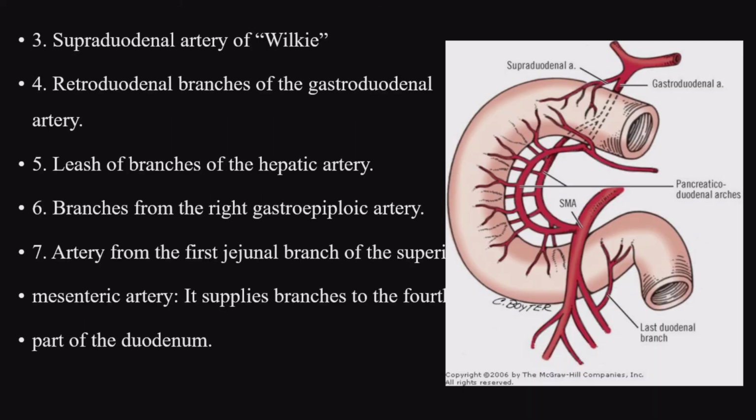The first part of the duodenum receives additional arterial supply from the right gastric artery, the supraduodenal artery of Wilkie, which is usually a branch of the common hepatic artery, and the retroduodenal branch of the gastroduodenal artery, and some branches from the right gastroepiploic artery.